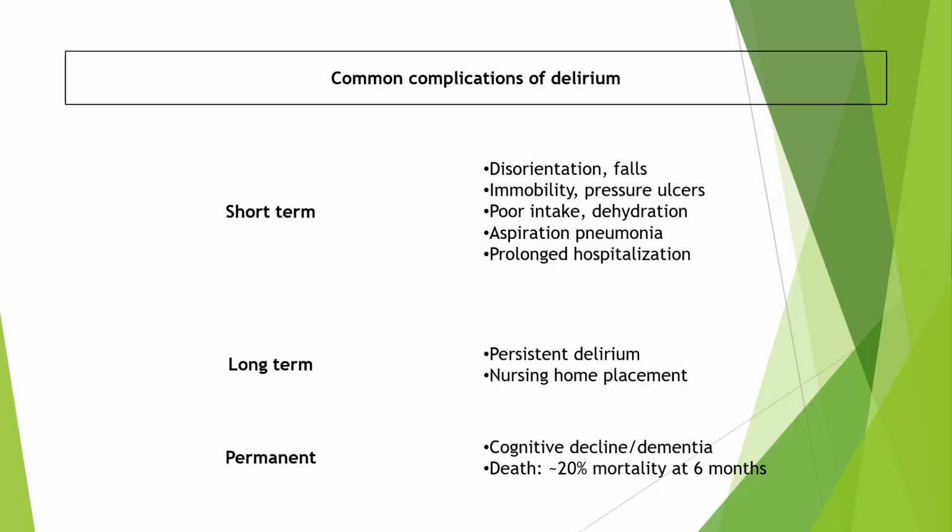Long-term, there may be persistent delirium, there may be nursing home placement. And permanent is cognitive decline or dementia, death, 20% mortality at 6 months.